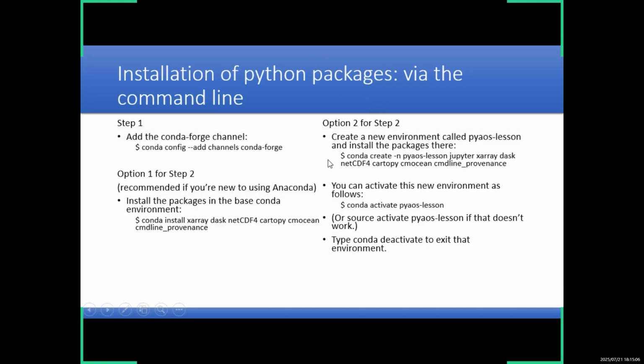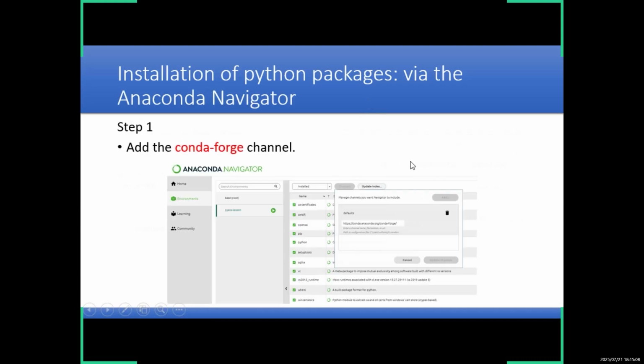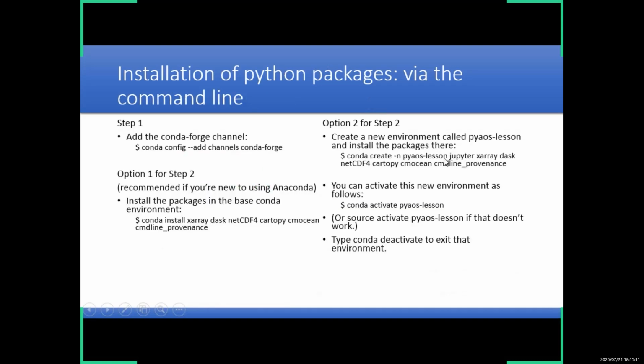To create an environment, you can type conda create dash n and then your environment name. This is a single command where you are importing all the things. Conda create dash n means create a new environment, and then this is your environment name. Then after a space you mention the libraries, in this single command, not two commands. After creating the environment, install these libraries in this environment: Jupyter, Xarray, Dask, NetCDF, Cartopy, and these libraries inside that environment.